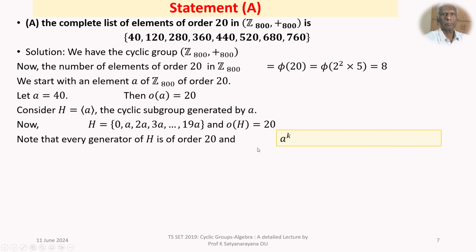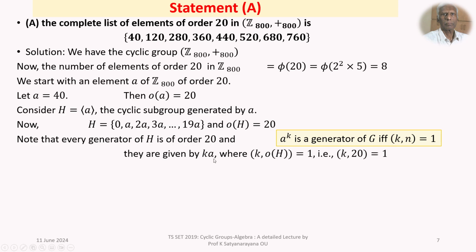And we know a to the power k is a generator of G if and only if the GCD of k and n is 1. But that is under multiplicative notation, and here you have addition modulo 800. So under addition, a to the power k will be ka. So ka is a generator of H if and only if the GCD of k and the order of H, which is 20, is 1.